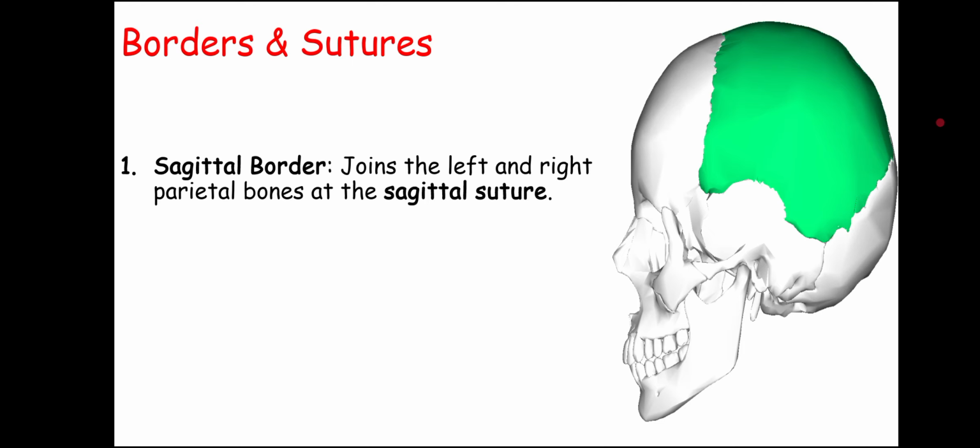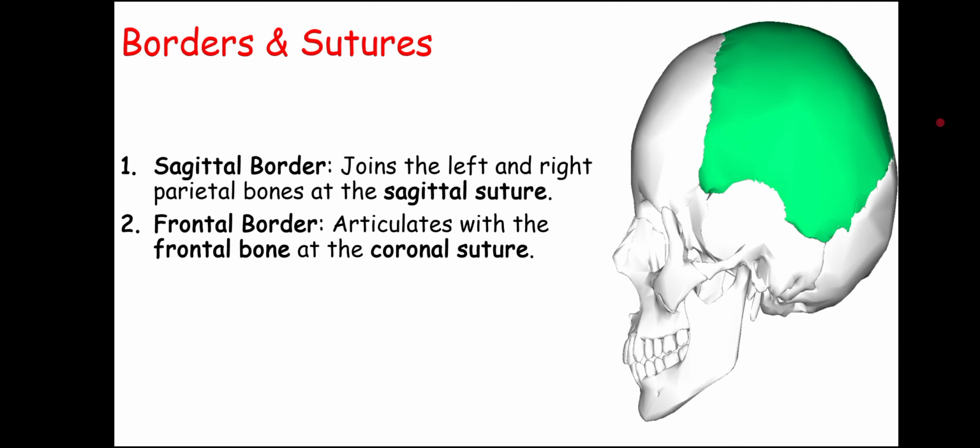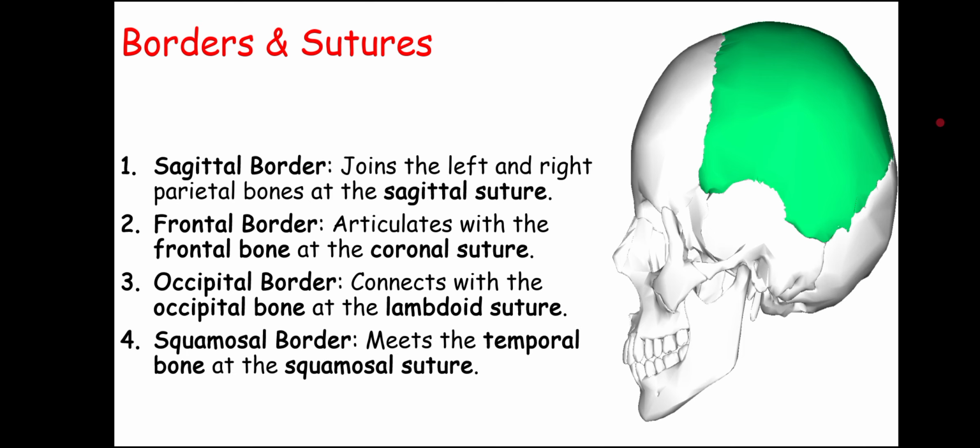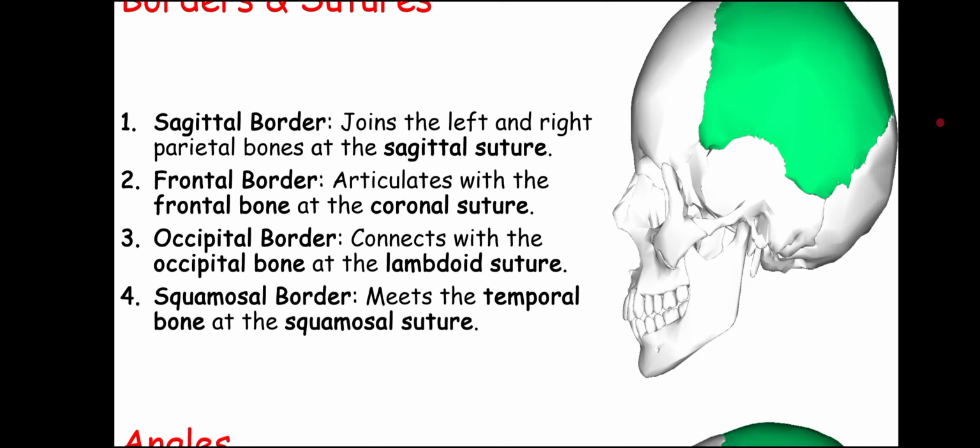The first border is the sagittal border that joins the left and right parietal bone at the sagittal suture. The next border is the frontal border that articulates with the frontal bone at the coronal suture. The next border is the occipital border that connects with the occipital bone at the lambdoid suture. And the next border is the squamosal border that meets the temporal bone at the squamosal suture.